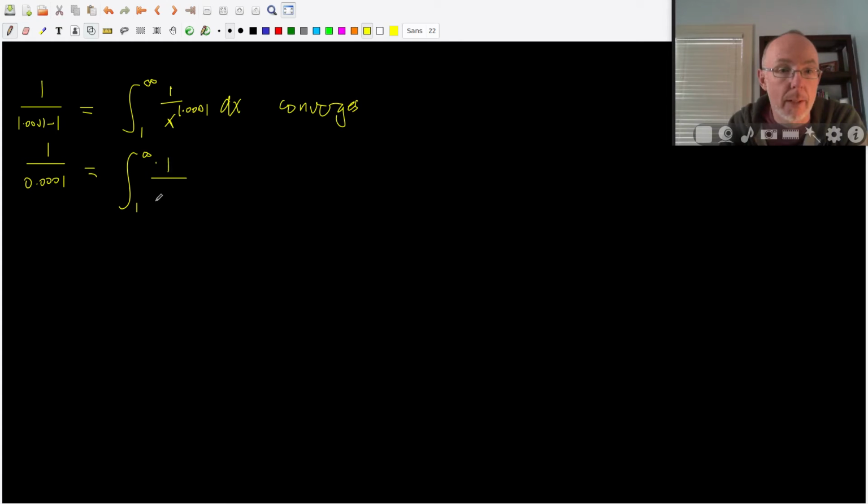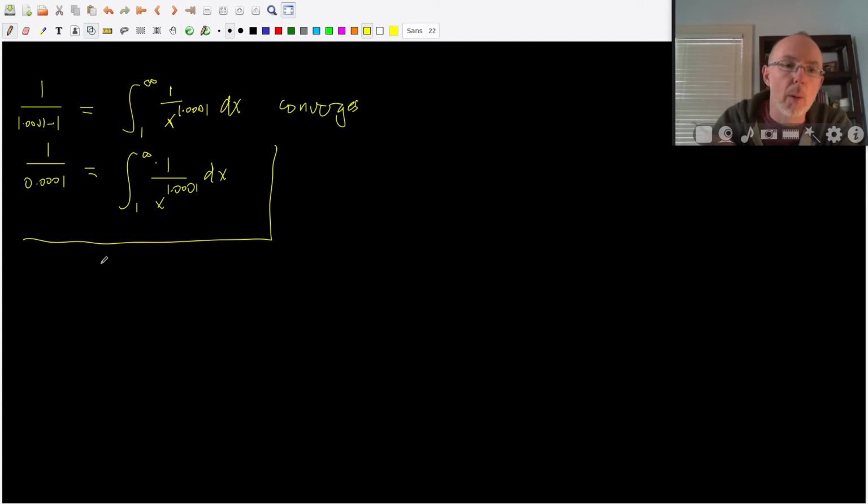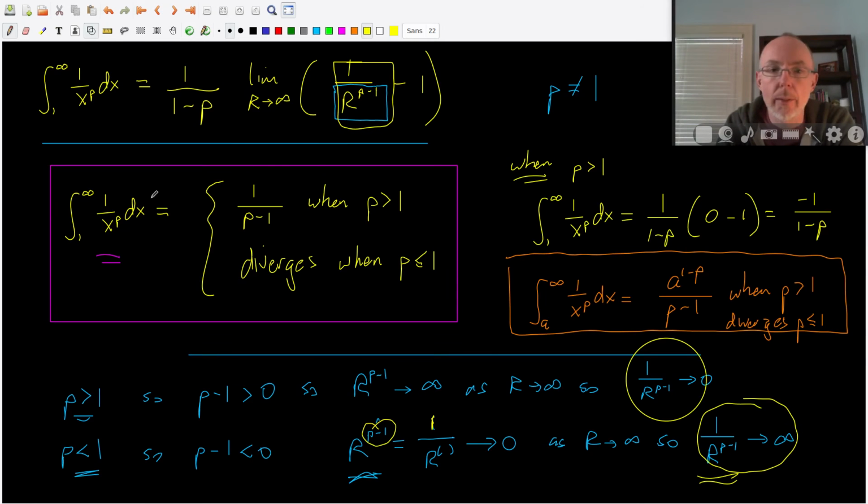There we go. There's the integral. So I'm just using the p-value. The p-value here is 1.0001. So we can work this out now because we have a value to actually calculate it. But more important than actually calculating it is knowing that test. So you need to know this test in the purple box. You need to know that the p integral diverges when p is less than or equal to 1, and it converges when p is bigger than 1.